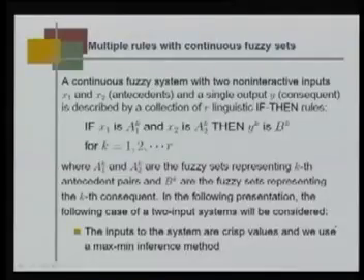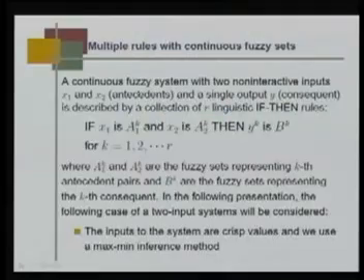Similarly, if there are multiple rules, we have no problem; we can go ahead with the same principle. Now, the last section we will cover today is multiple rules with continuous fuzzy sets. We talked about discrete fuzzy sets, but if they are continuous, how do we deal with that? Normally, a continuous fuzzy system with two non-interactive inputs x1 and x2, which are antecedents, and a single output y, the consequent, is described by a collection of r linguistic if-then rules, where the rule looks like this: if x1 is A1k and x2 is A2k, then yk is Bk, where k is 1, 2 up to r. So, this is the kth rule, and similarly, we can have rule 1, rule 2, rule 3 up to rule r.